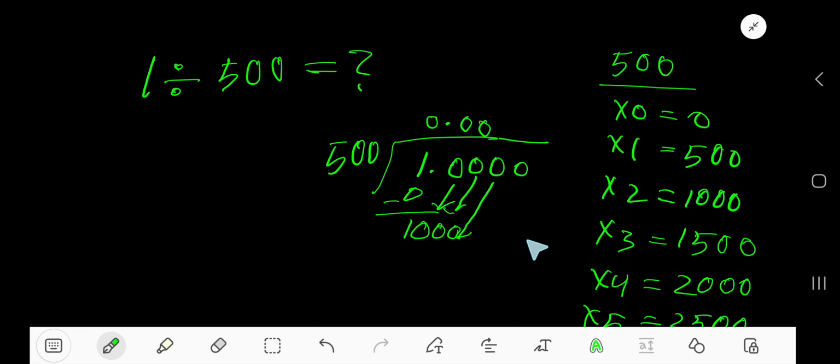1000. 500 goes into 1000. How many times? 2 times, right? 2 times 500 is 1000. Subtract, your remainder is 0. Since your remainder is 0, we are done. So 0.002 is our answer.